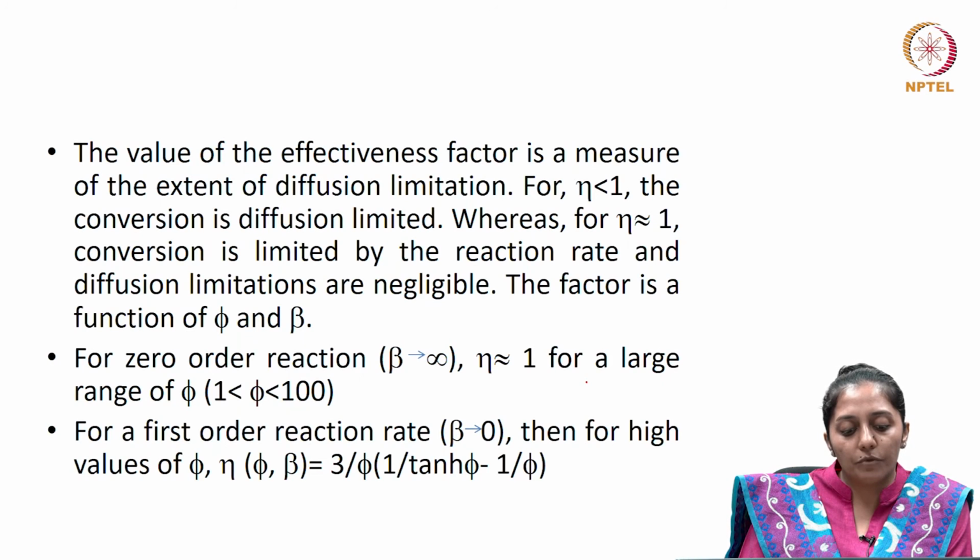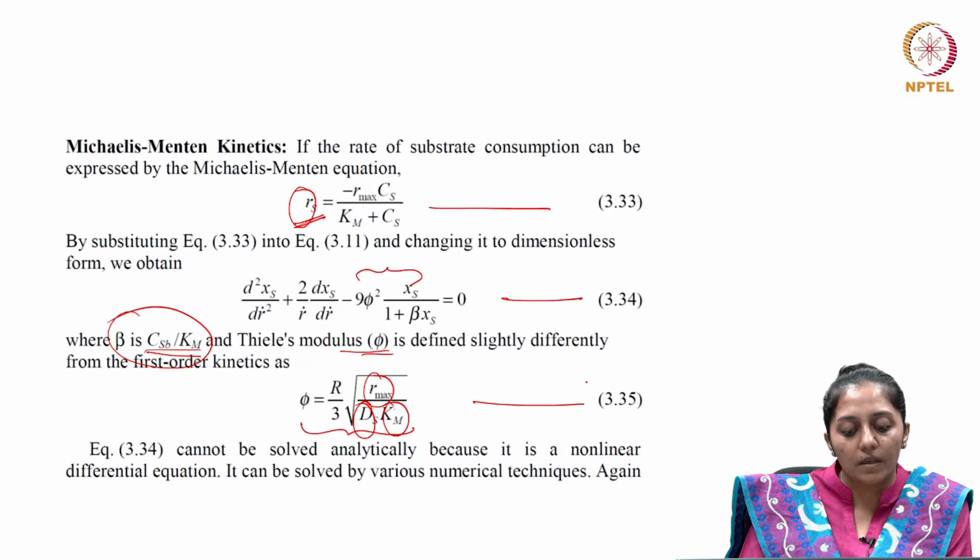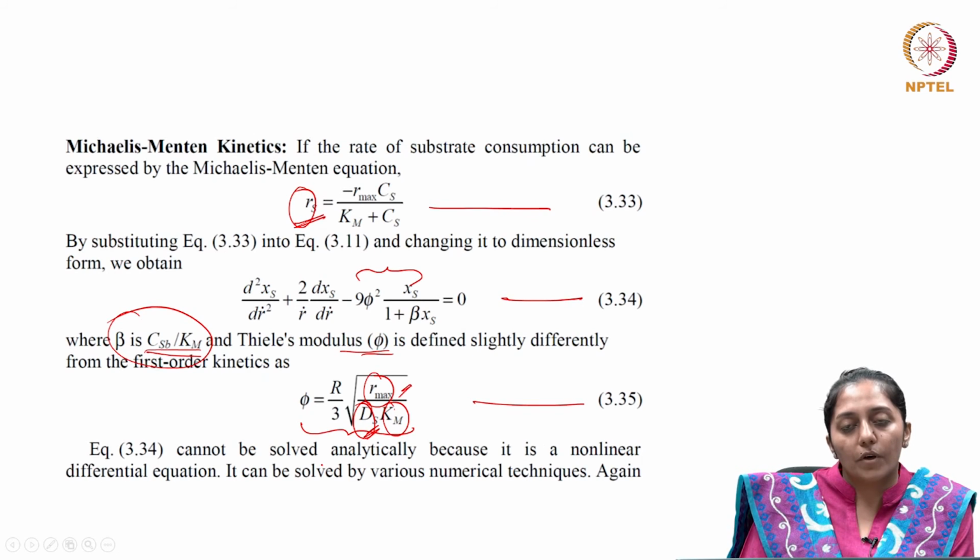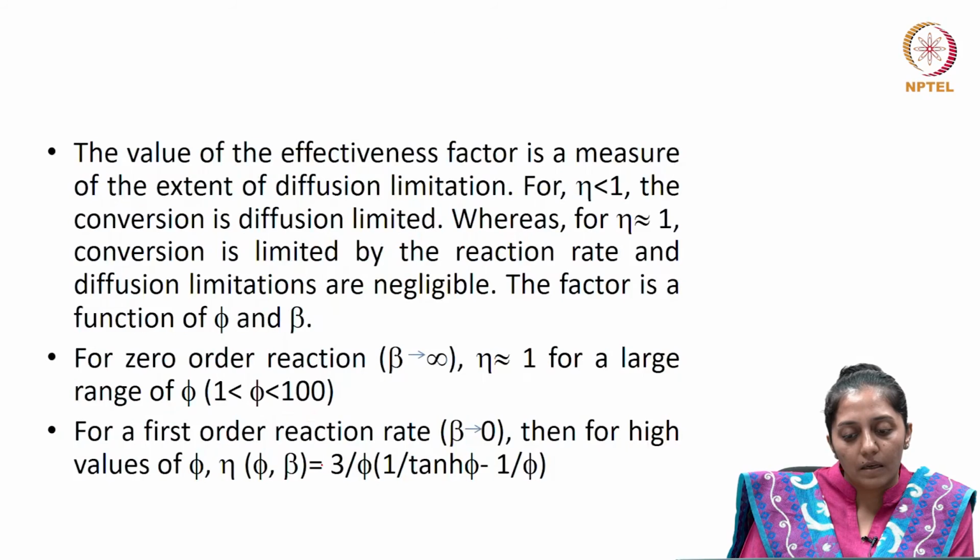Now, if you remember, to visualize this, what was Thiele modulus? The Thiele modulus was maximum reaction rate to the diffusion rate. So, for a wide range of Thiele modulus, the reaction rate will be higher than the diffusional rate because the substrate is in excess. So, your effectiveness factor will be nearly equal to 1, and this range of phi is given as between 1 to 100.